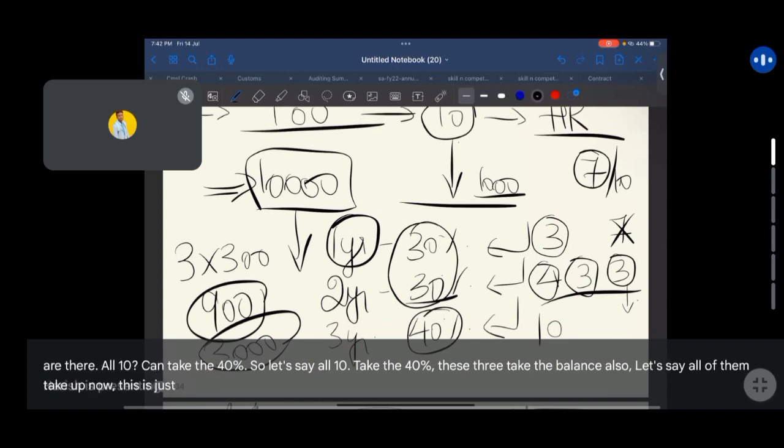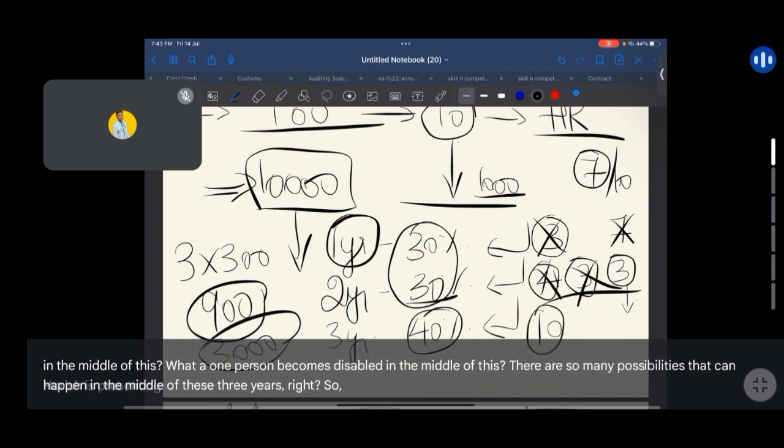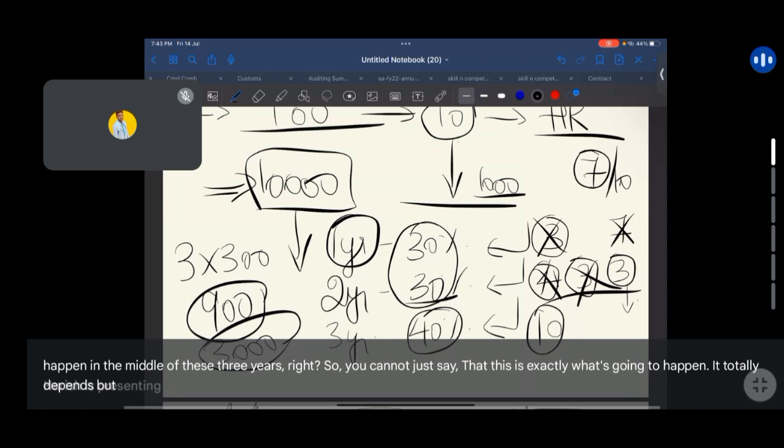Now this is just one combination. What if one person dies in the middle of this? What if one person quits the company in the middle of this? What if one person becomes disabled in the middle of this? There are so many possibilities that can happen in the middle of these 3 years, right? So you cannot just say that this is exactly what's going to happen. It totally depends, but companies should be prepared.